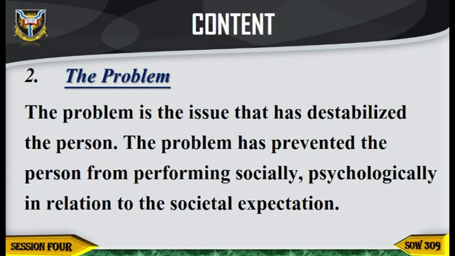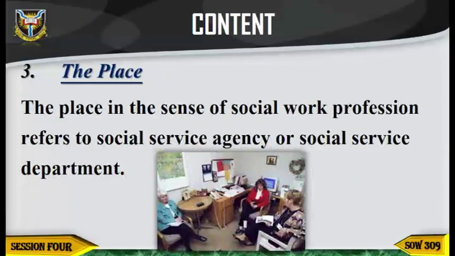2. The problem. The problem is the issue that has destabilized the person. The problem has prevented the person from performing socially and psychologically in relation to societal expectation. The problem arises from some need or obstacle, or accumulation of frustration or maladjustment, and sometimes all of these together. Ojeshino, 2000.